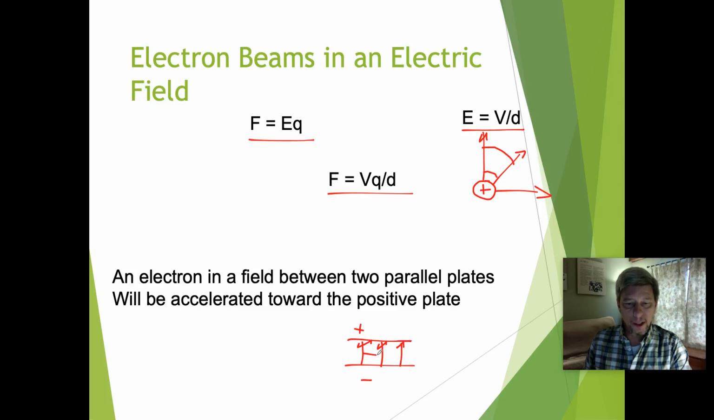All right, there's the same difference between here as here and so on. And so an electron in a field between two parallel plates will be accelerated toward the positive plate, but the field is constant, and that's key. Keeping that electric field constant by making sure that the two plates are truly parallel to one another.